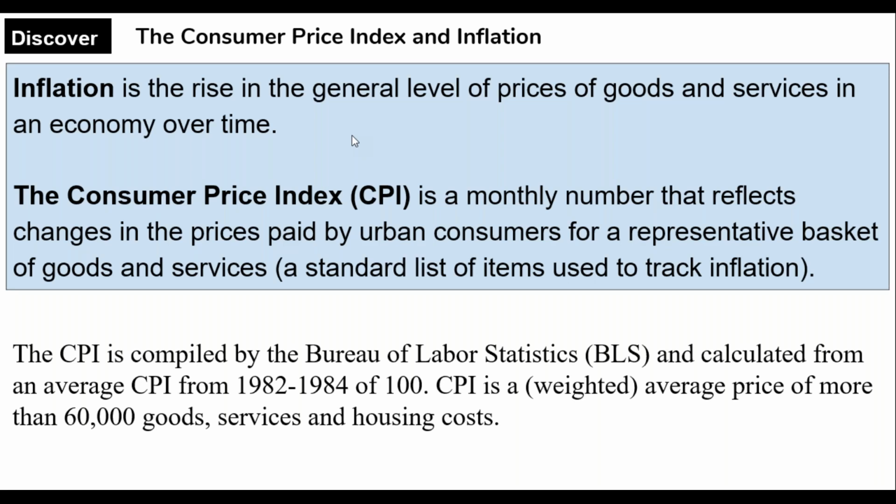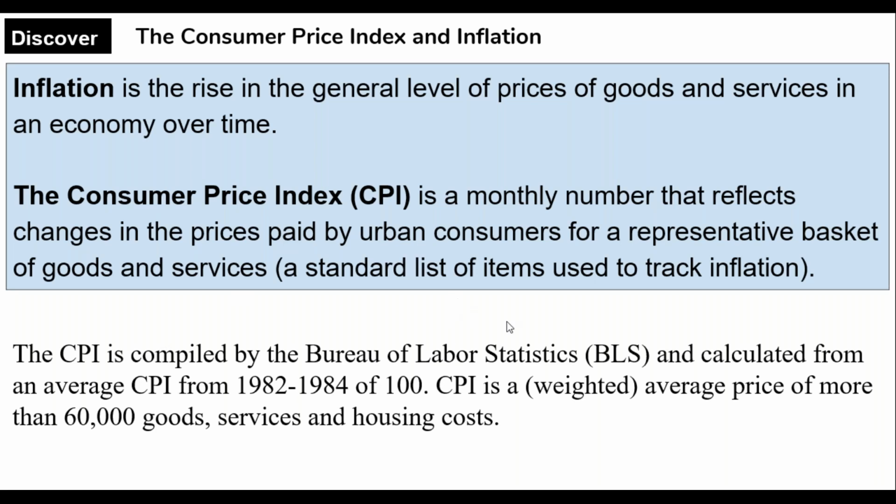Now, you can look at this list. I've actually looked up this list once before because I was just kind of curious. This comes from the Bureau of Labor Statistics, and it says there are more than 60,000 goods and services and housing costs. And really there are. So if you're interested, look it up. It's kind of interesting to see that. It's just amazing how many goods and services are on that list.